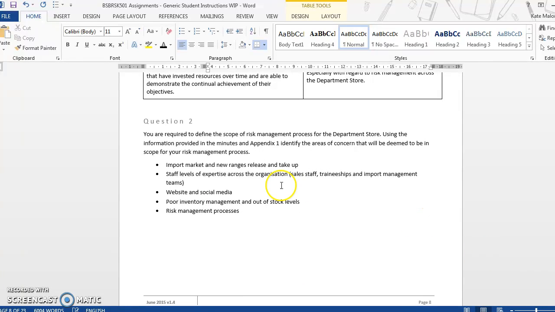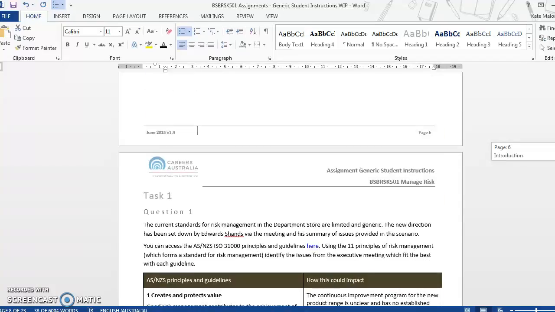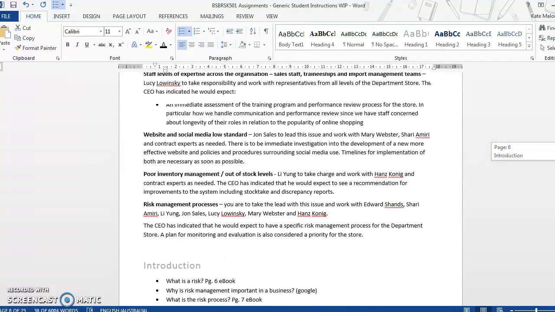Question 2, you're required to define the scope of risk management. If you do lesson 1 on Blackboard, it will tell you that it's these main things that are part of the scope: import market, staff levels of expertise, the website and social media, poor inventory management and the risk management process. So please, please, please put those into a sentence. You could have also found those up here.